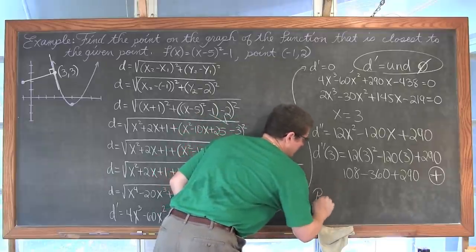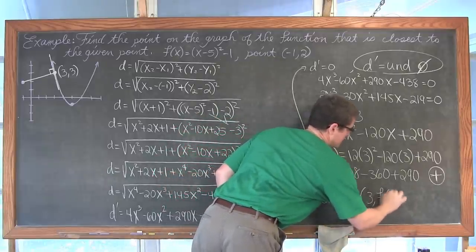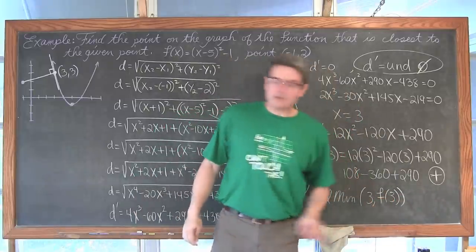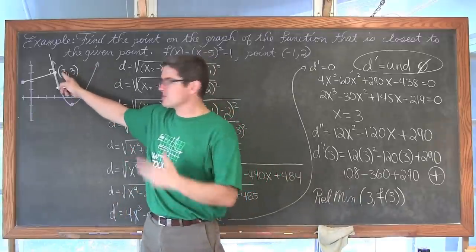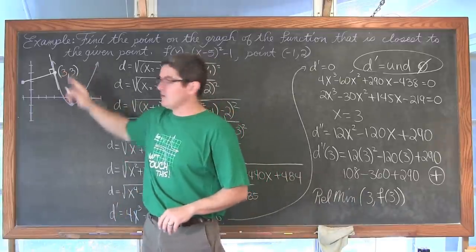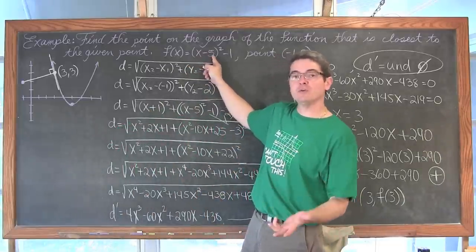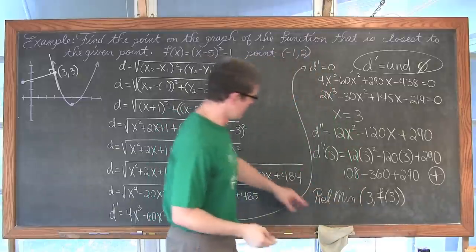So we have a relative min at 3. Now f of 3: take that value and plug it up here. Actually, I kind of already have the answer up here. Sorry about that. We're going to take the value of 3 and plug it into our function. 3 minus 5 is negative 2. Negative 2 squared is 4. And 4 minus 1 is 3.